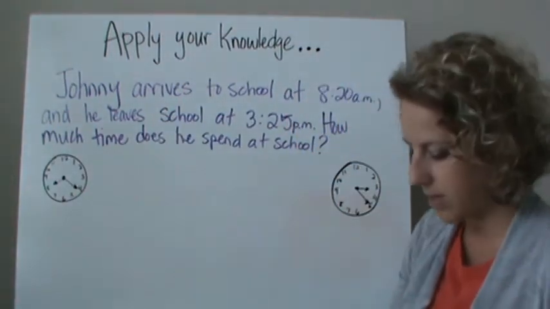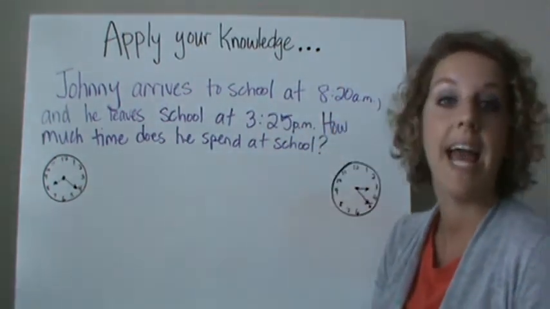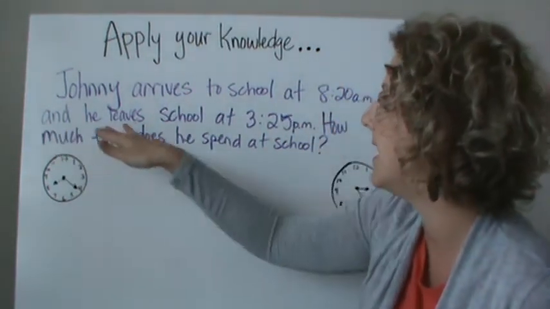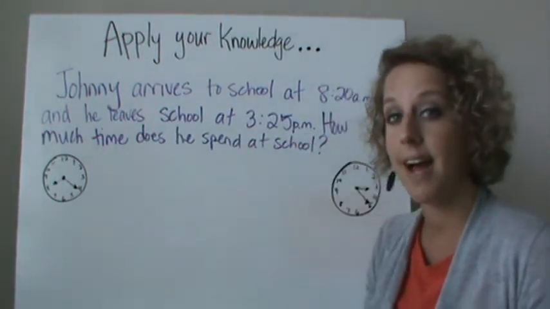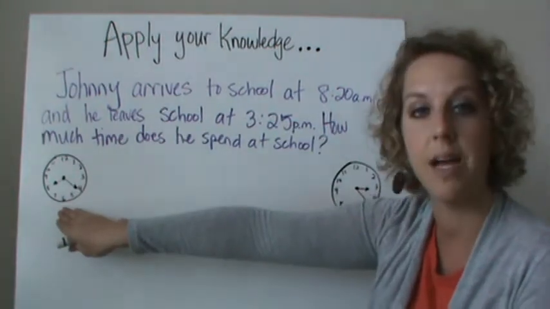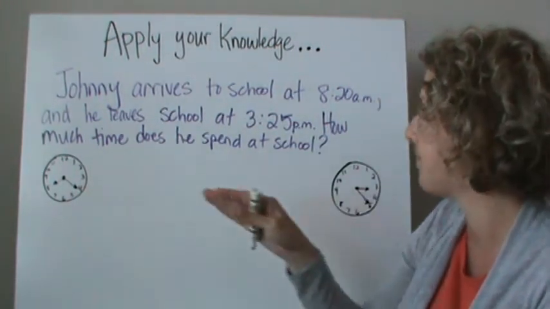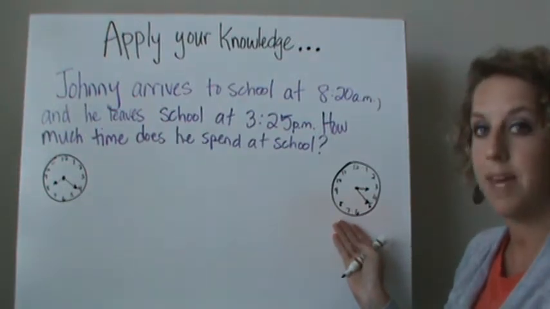All right, let's apply your knowledge. Johnny arrives to school at 8:20 a.m. and he leaves school at 3:25 p.m. How much time does he spend at school? So I've set our clock up to say 8:20 a.m. and I've set our other clock up to say 3:25 p.m.